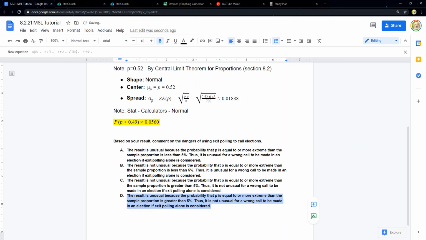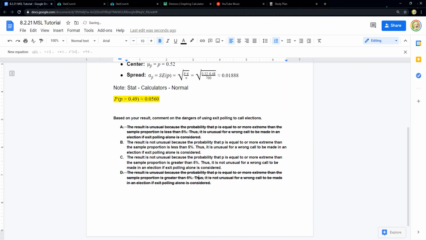Oop, I did that wrong. Alt Shift 5. There it is. I knew there was a shortcut key. All right, so those ones said unusual. This for me is not unusual, so that's not good. So I'm going to have to go with a not unusual. So it's not unusual because 0.056 is greater than 5%.